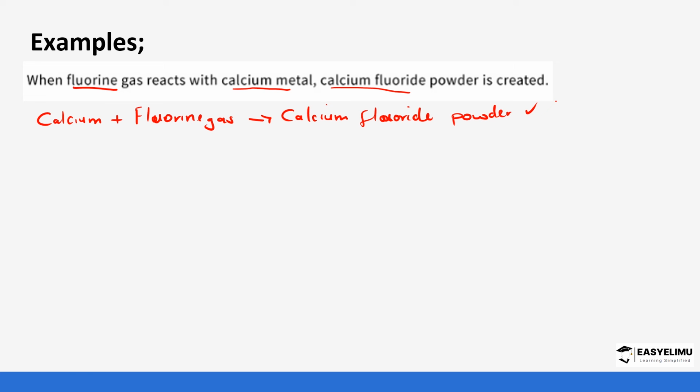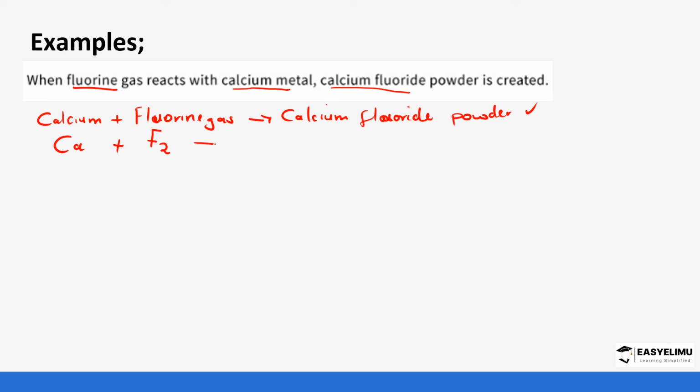So this is a word equation. You can start with the word equation, but later on as you get used to these equations, you don't have to. So the symbol for calcium becomes Ca. Symbol for fluorine gas is F, but it's a gas, so it's diatomic in nature. You learn that in the next topic.